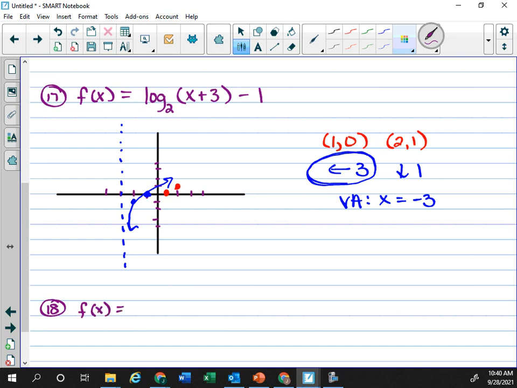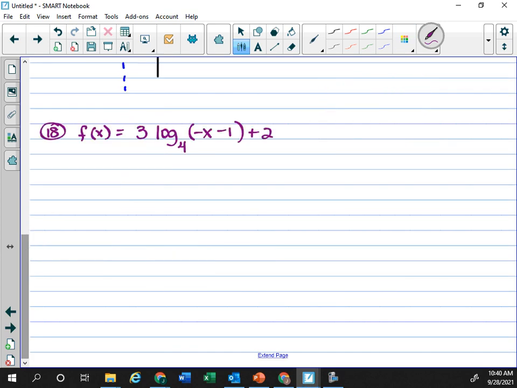All right, f of x equals 3 log base 4 of negative x minus 1 plus 2. This one's got a lot going on. I will help you.